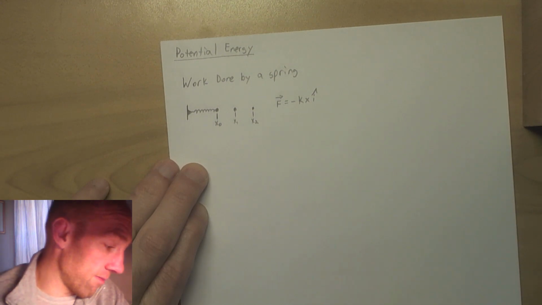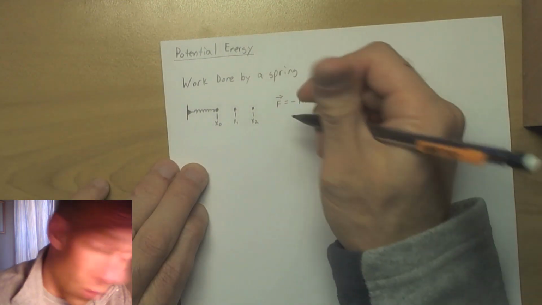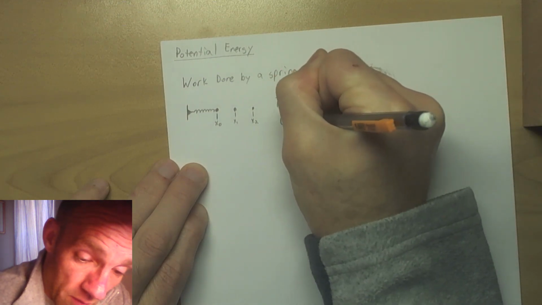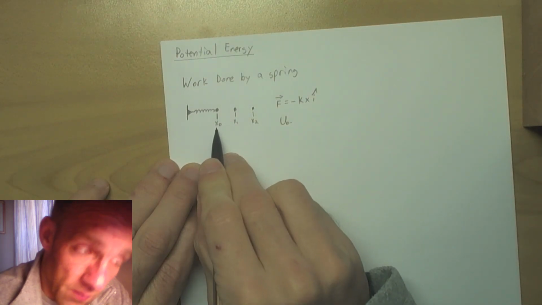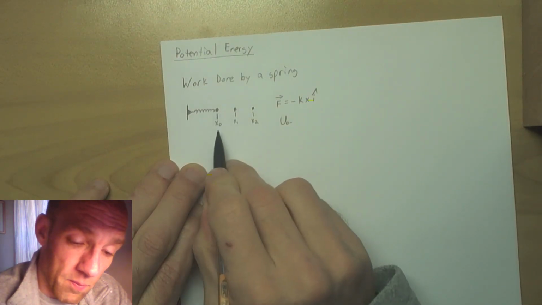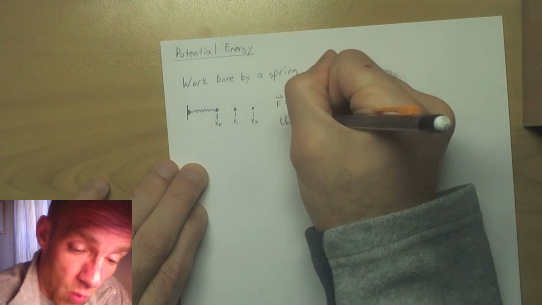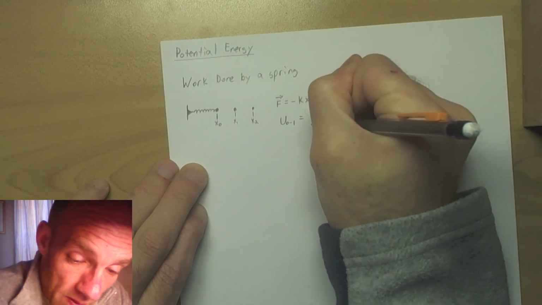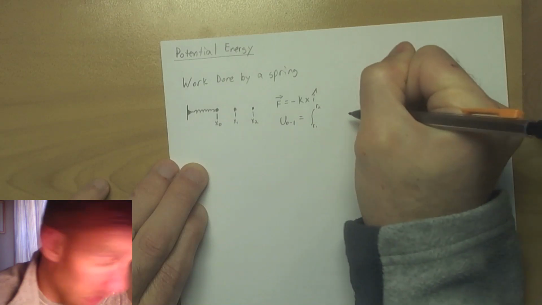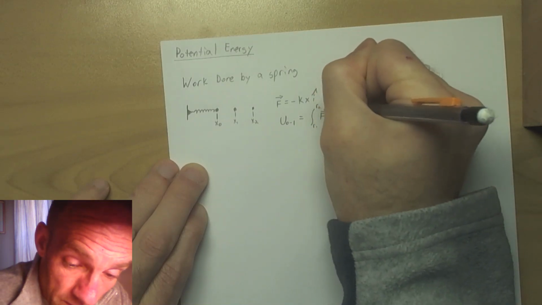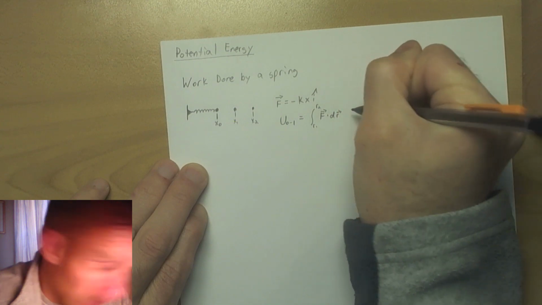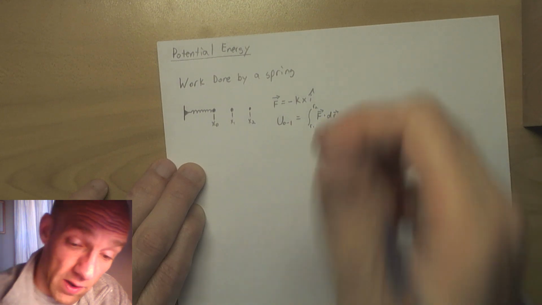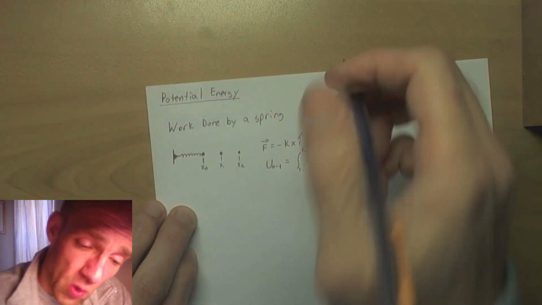All right, so let's calculate the work done. So the work done from position, say we're going to take the mass from x0 to x1. So the work done from 0 to 1 is equal to that. All right. Well, so what is in Cartesian coordinates?